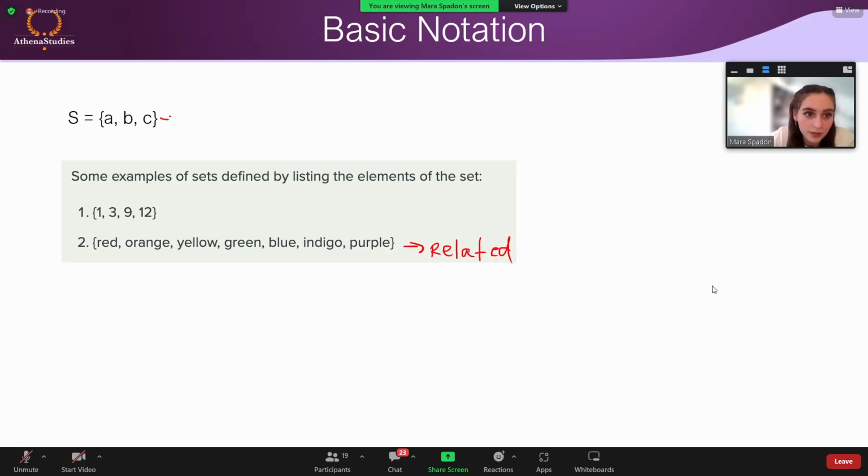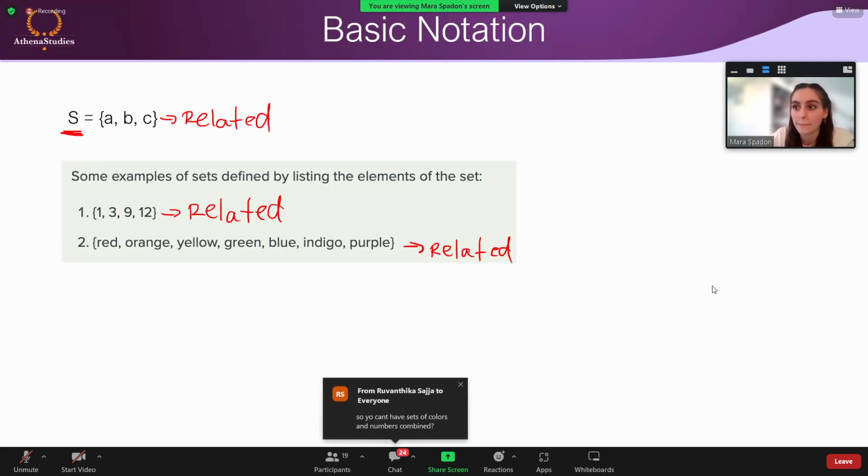These are related because they're all letters. And the ones below are related because they're all numbers, okay? So that's important to remember. We have a capital letter, and we have elements separated by commas that are related, okay? So that is a set. So you can have sets of colors and numbers combined if they have something to do with each other.